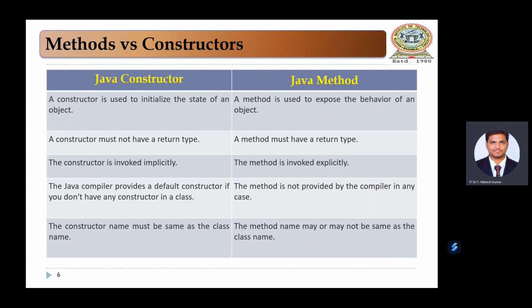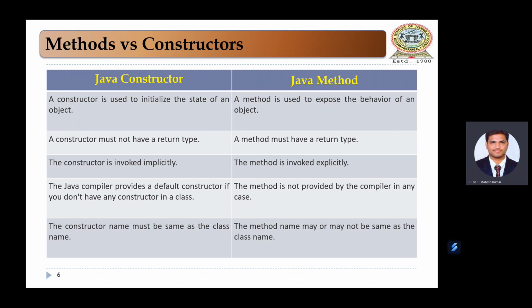Here we'll see the differences between a Java constructor and a Java method. A Java constructor is used to initialize values to the variables. A Java method is used to expose the behavior of an object. A constructor does not have any return type, but a method has a return type. The constructor is invoked internally and the method is invoked externally, so we have to call the method separately.